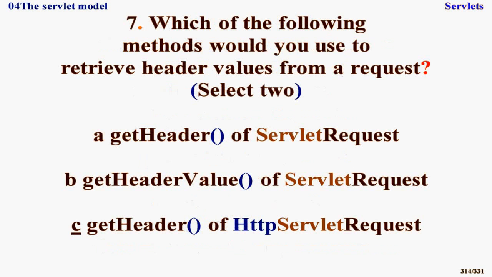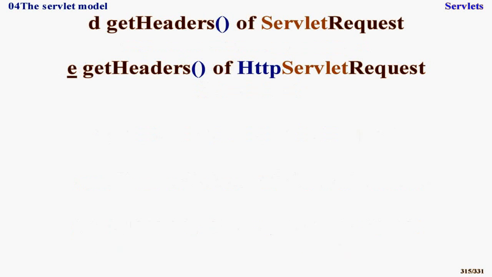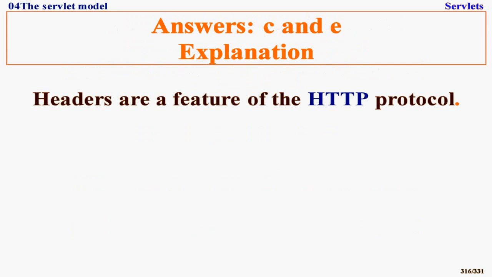7. Which of the following methods would you use to retrieve header values from a request? Select 2. A. getHeader of ServletRequest. B. getHeaderValue of ServletRequest. C. getHeader of HttpServletRequest. D. getHeaders of ServletRequest. E. getHeaders of HttpServletRequest.